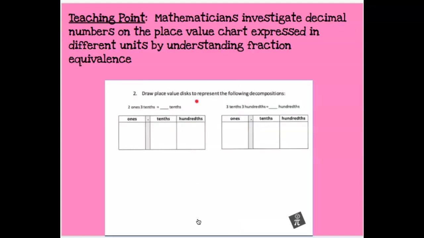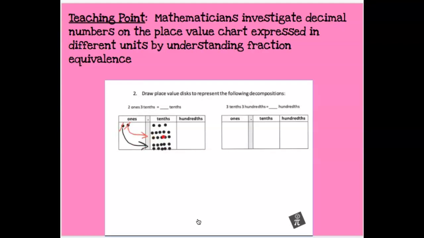So using place value discs, we're going to represent 2 ones and 3 tenths. So what is that going to look like? Well, 2 ones and 3 tenths is going to look like 2 ones and 3 tenths. But if we want to convert this into nothing but plain old tenths, we know that this dot can be exchanged for 10 tenths. So 1, 2, 3, 4, 5, 6, 7, 8, 9, 10. And then we know that this dot can be exchanged for 10 tenths. So it's 1, 2, 3, 4, 5, 6, 7, 8, 9, 10. So these dots have been exchanged for tenths.